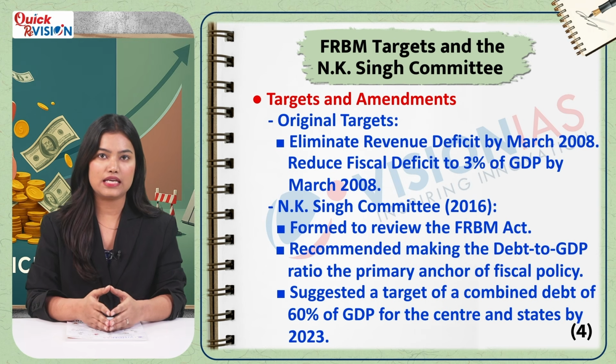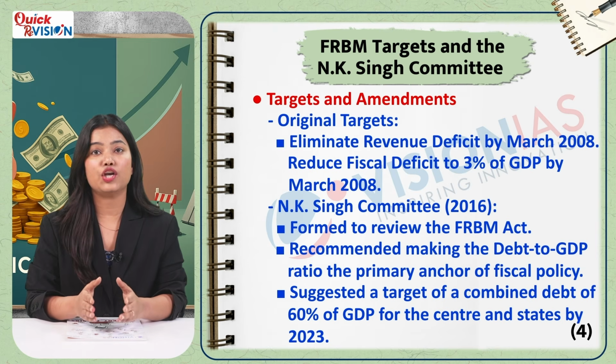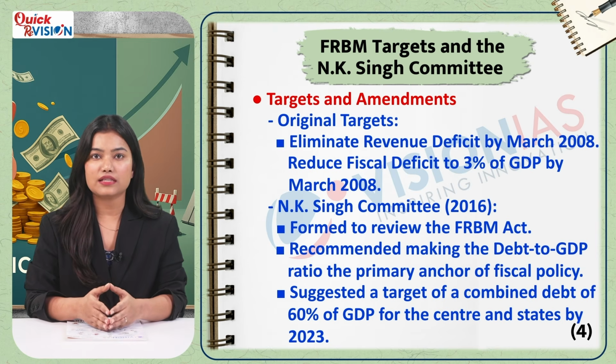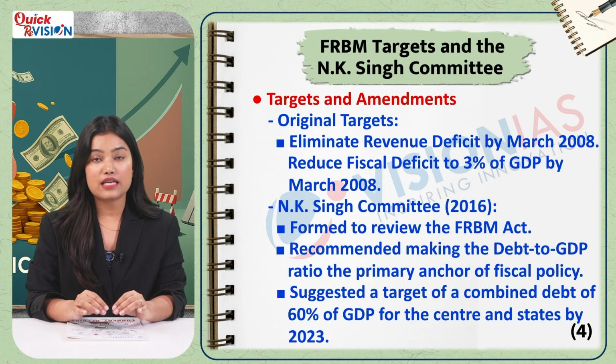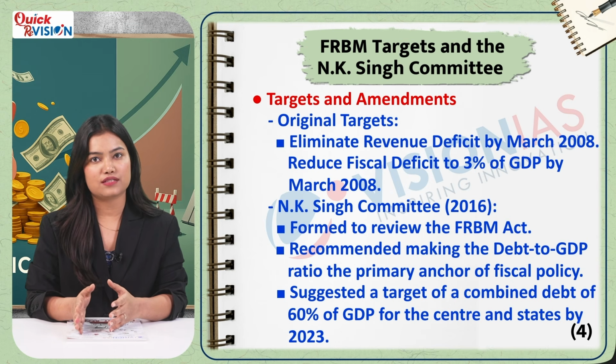In 2016, a committee was formed under the chairmanship of N.K. Singh to review the Act. This committee gave a new direction and recommended that debt to GDP ratio should be the main anchor of fiscal policy. The committee suggested a target of 60% by 2023, 40% for the centre and 20% for the states.